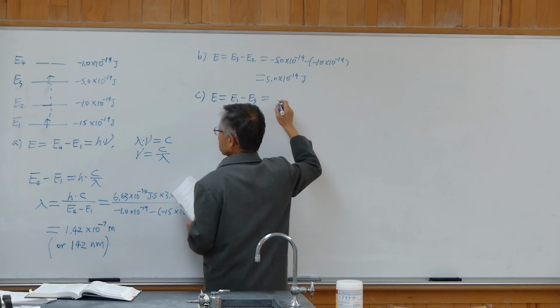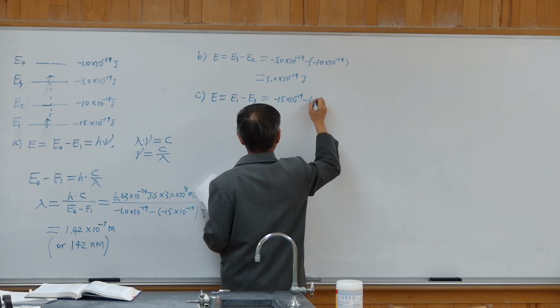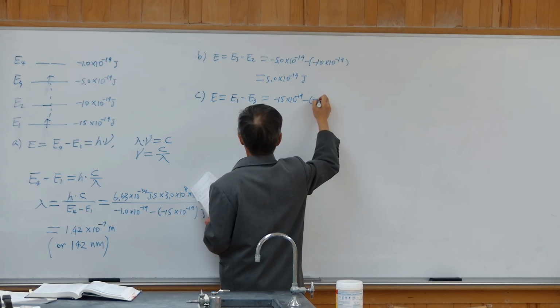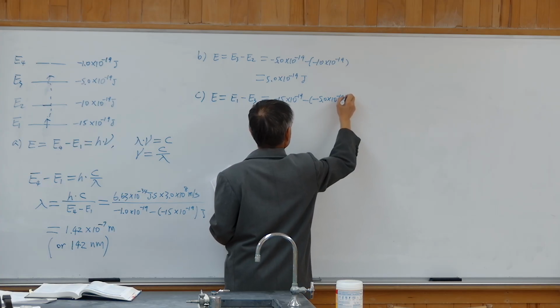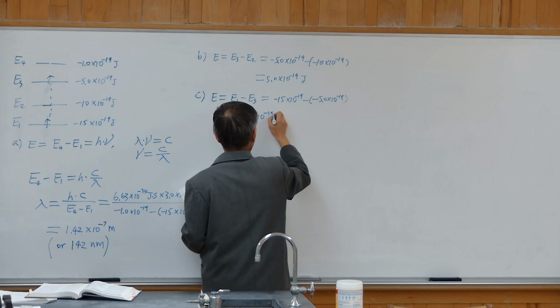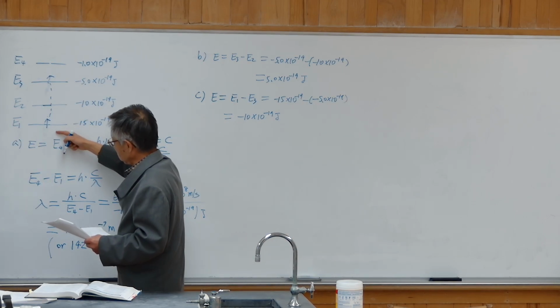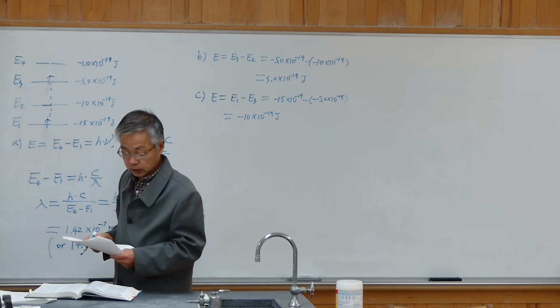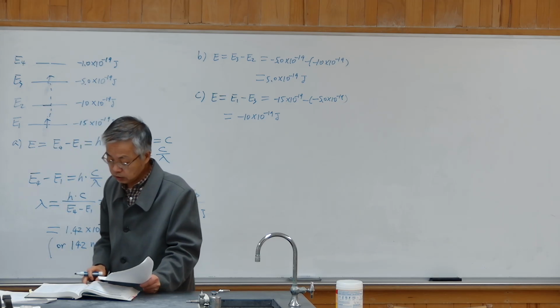So E1 is negative 15 times 10 to the negative 19. E3 is negative 5 times 10 to the negative 19th power. So their difference is negative 10 times 10 to the negative 19th power joule. This is the energy that will be released from E3 dropping to E1. But here it asks you to calculate the wavelength of the photon emitted.